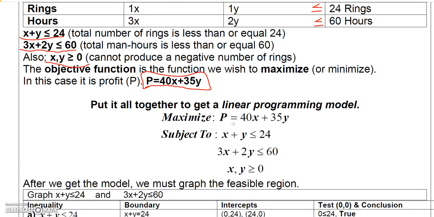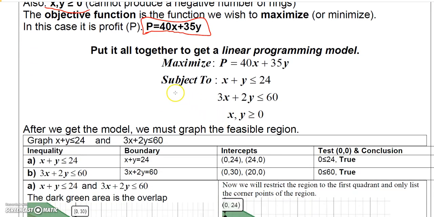If you put all this together, you get a linear programming model. So here we're maximizing P equals 40x plus 35y. We always write the objective function first, and then "subject to" just tells us what constraints we are subject to: x plus y is less than or equal to 24 and 3x plus 2y is less than or equal to 60, and then of course we have our non-negative constraints.